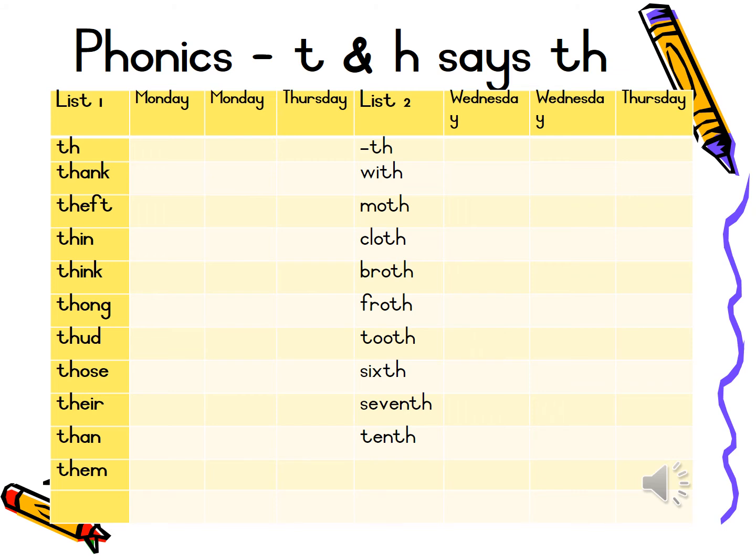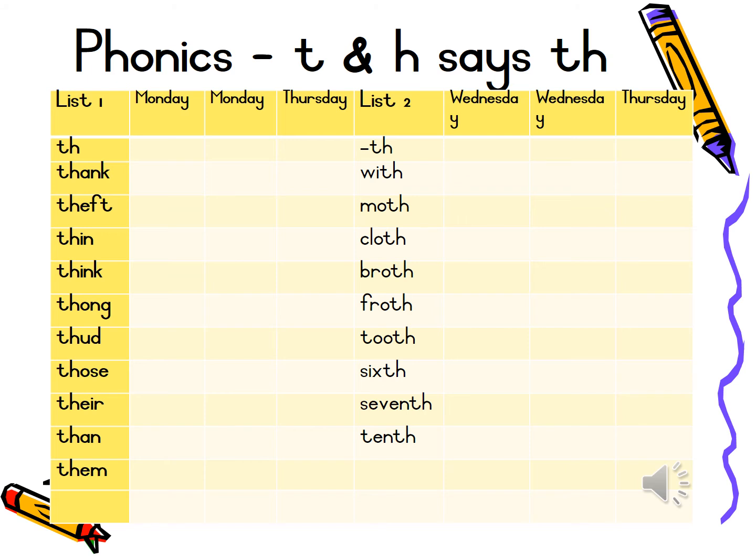With. I went to the shop with Mum. With is together. A moth is an insect. Cloth is fabric. Broth is like a clear soup. When you are ill, Mum might give you chicken broth to drink. Froth is when you stir up liquid and you have bubbles. You put bubble bath into your bath water and it froths up.